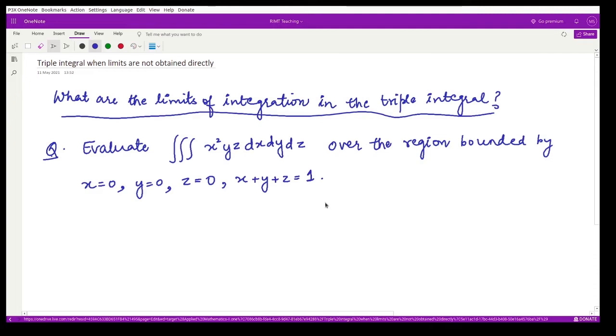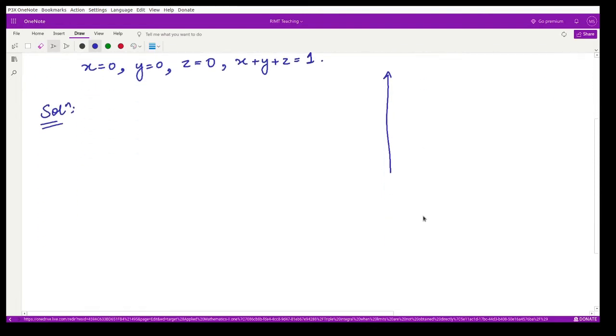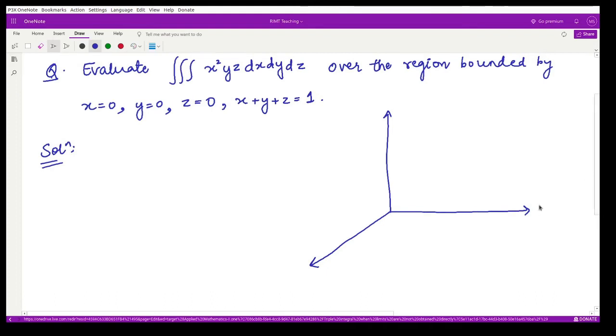So the first step here is to see what are the limits of x, what are the limits of y and what are the limits of z. For that we will visualize this region. Because we have three coordinates x, y and z, we will have three axes, x, y and z. So this is your coordinate axis.